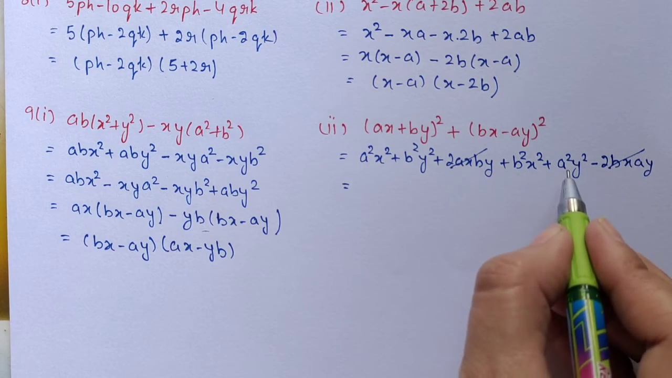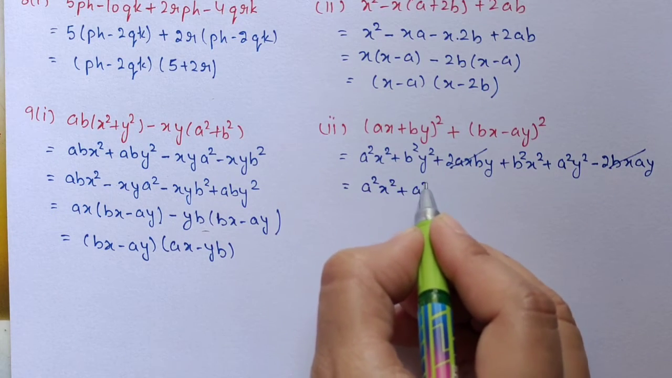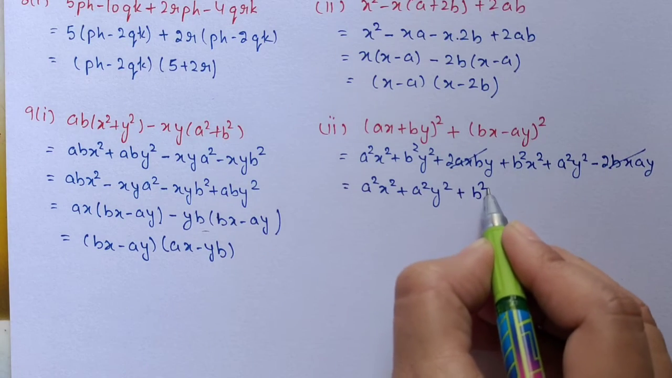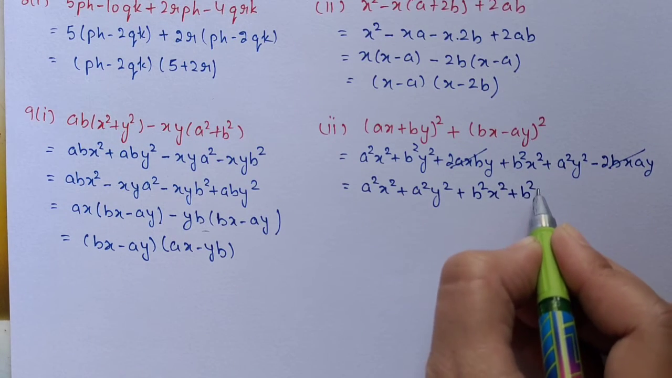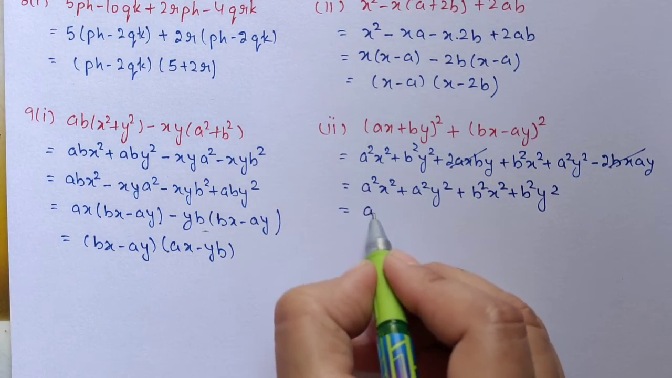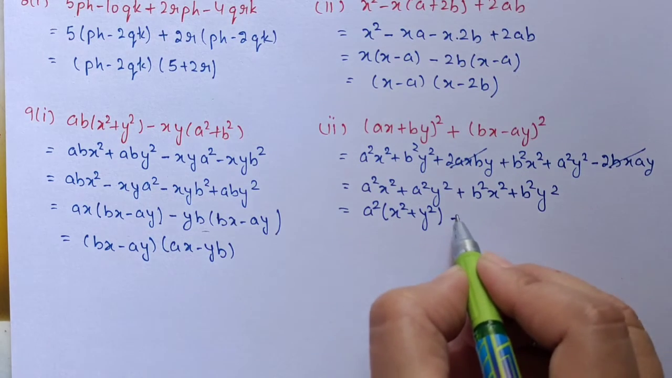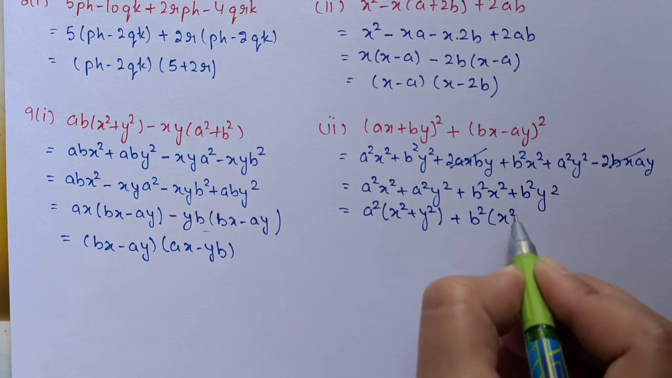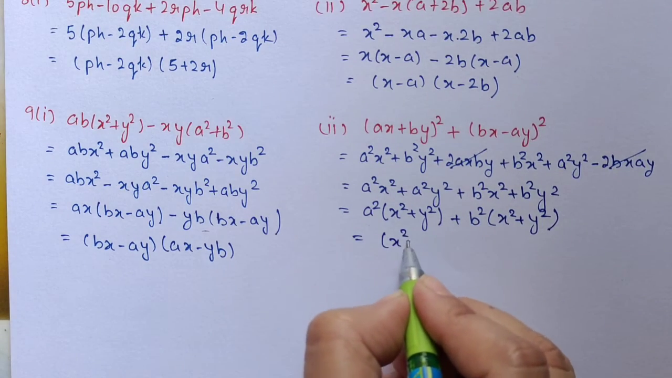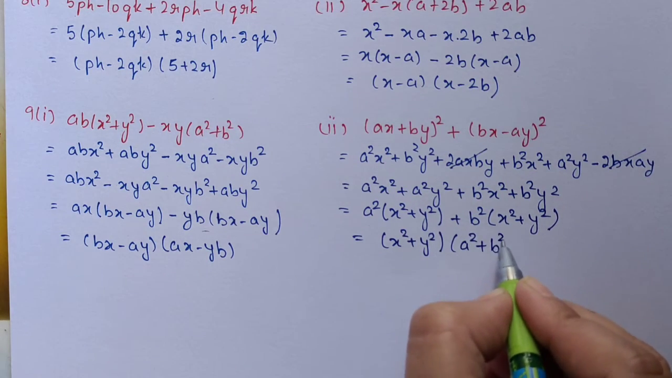This one and this one we can take together, a square x square plus a square y square. Then this one, b square x square plus b square y square. This we will shift at last. Now from the first two, a square we can take out common, x square plus y square inside the bracket. From the last, b square we can take out common, x square plus y square inside the bracket. So our factors will be x square plus y square, another bracket, a square plus b square.